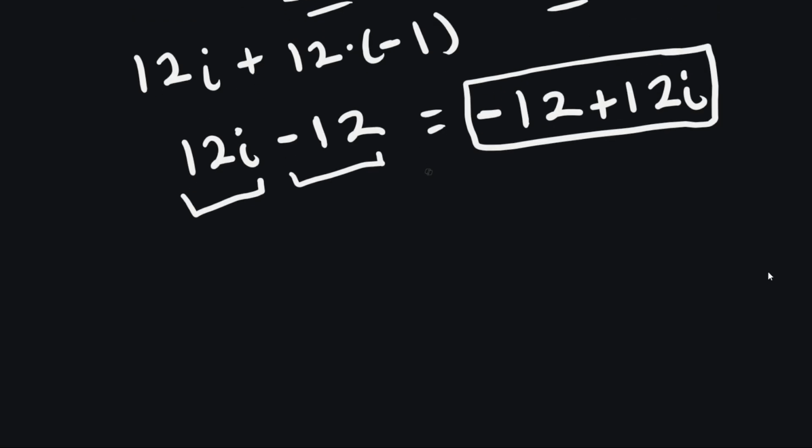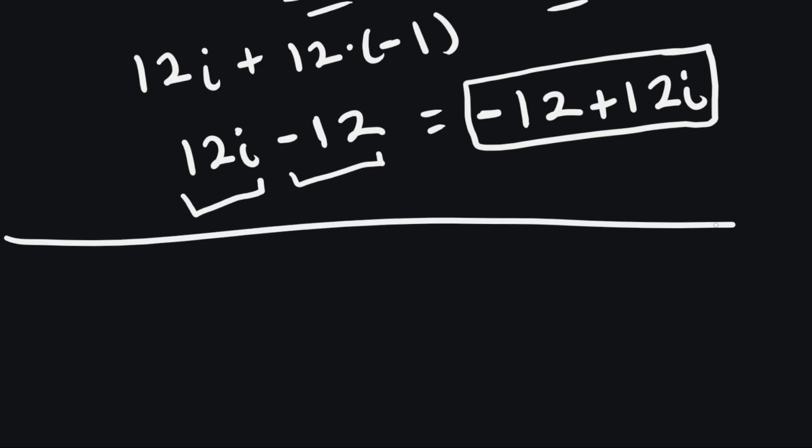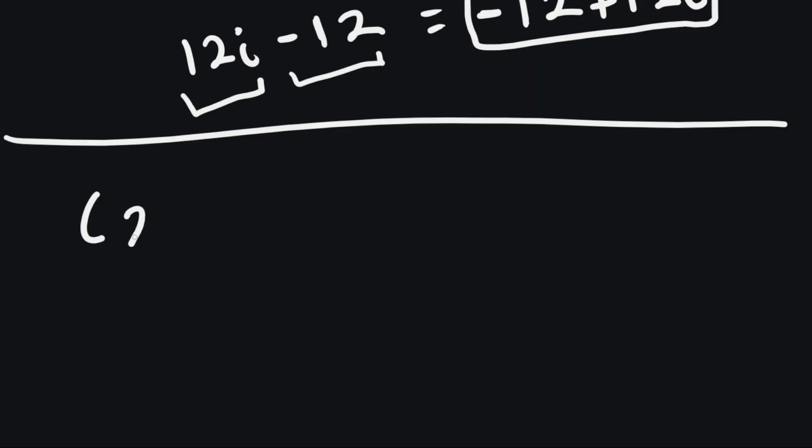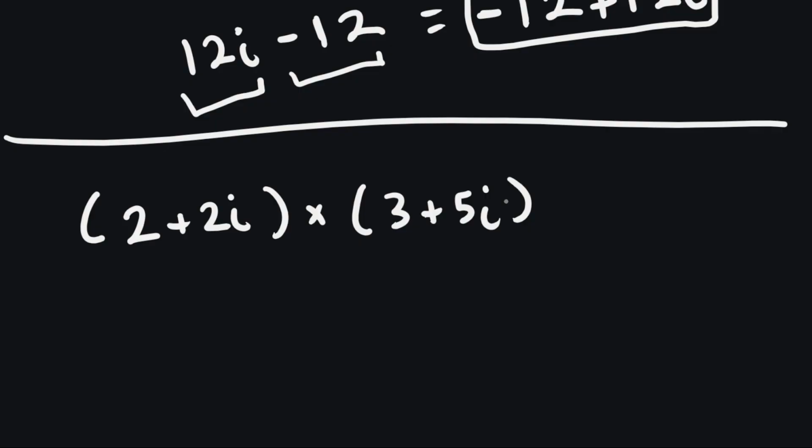Okay, so let's go with a slightly more complicated example. Let's say we were multiplying two binomials, or apologies, two complex numbers. 2 plus 2i times 3 plus 5i. And it actually is very similar to multiplying two binomials, because this looks like we can use FOIL. When we're multiplying two binomials with variables, then we can use FOIL to multiply both of them. And over here is the same case. We can also use FOIL.